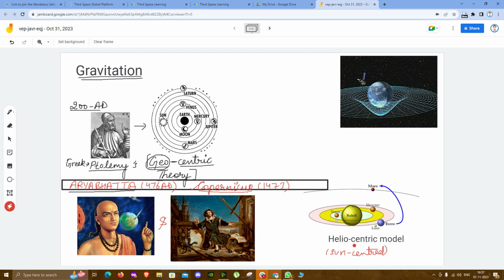So it is the sun-centered theory, and you remember that helio means sun. This is also called Copernicus's theory.